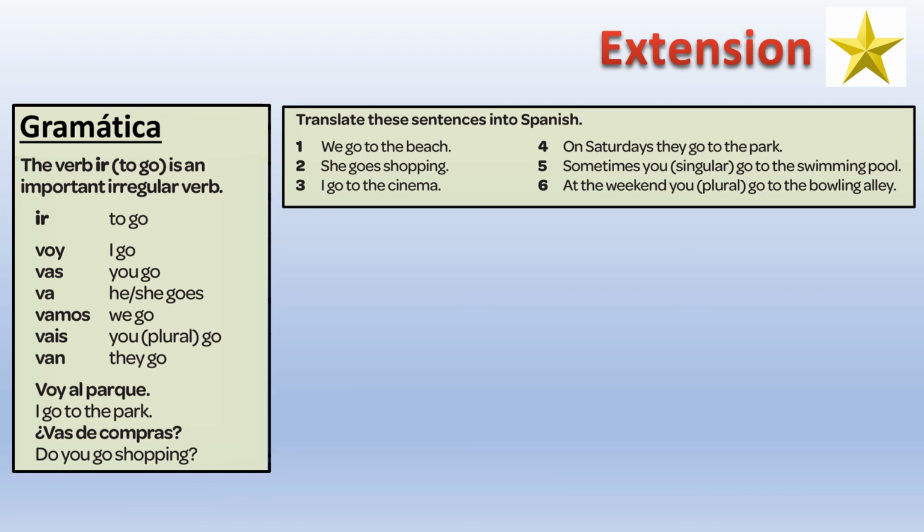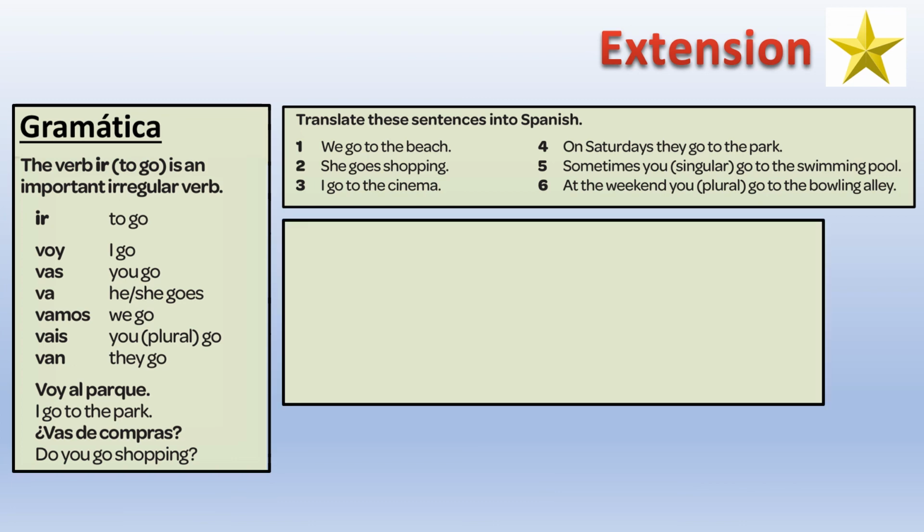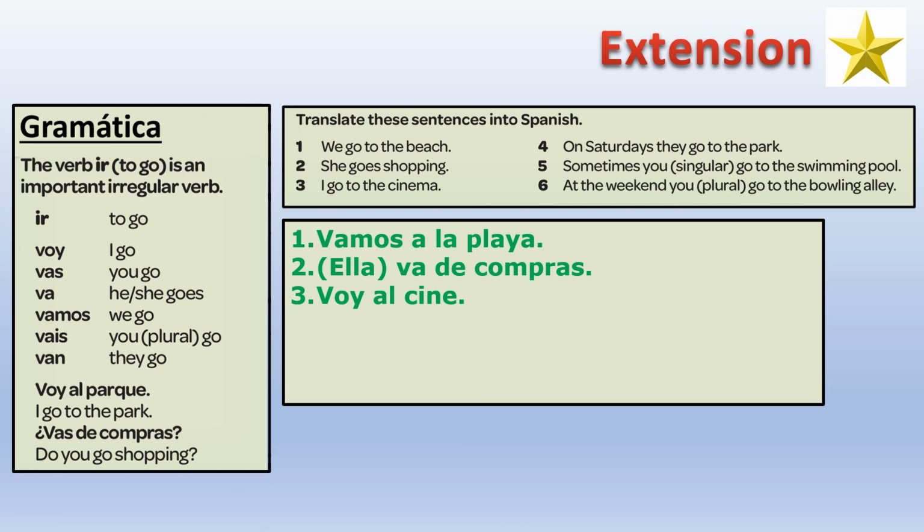Las respuestas. Número 1. We go to the beach. Vamos a la playa. Número 2. She goes shopping. Ella va de compras. Número 3. I go to the cinema. Voy al cine. Número 4. On Saturdays, they go to the park. Los sábados van al parque.